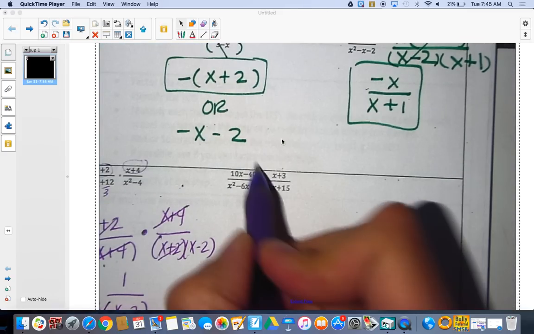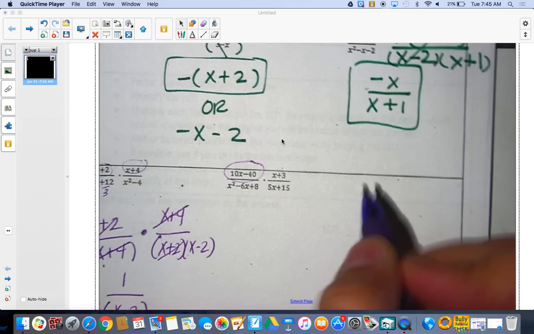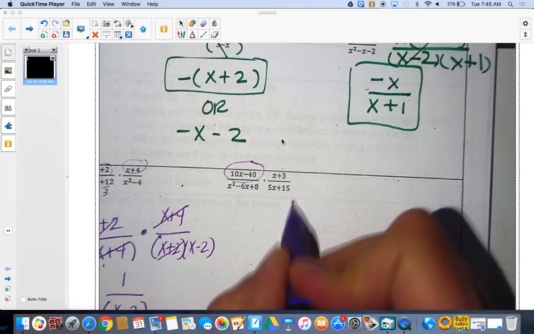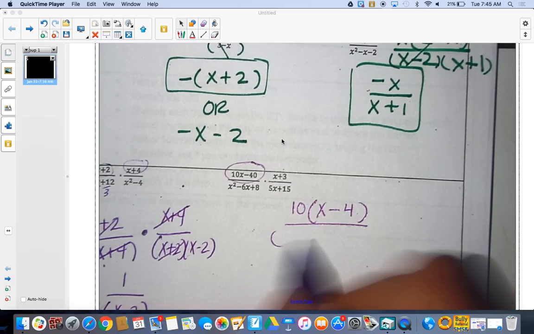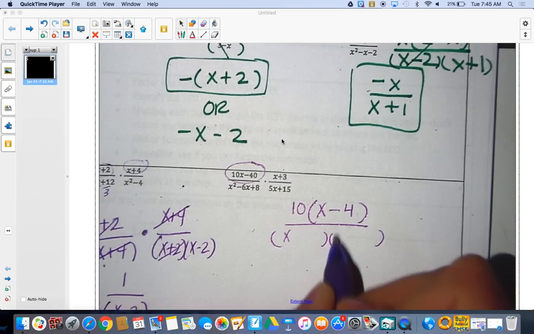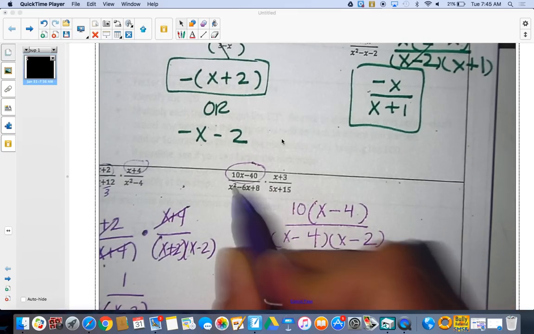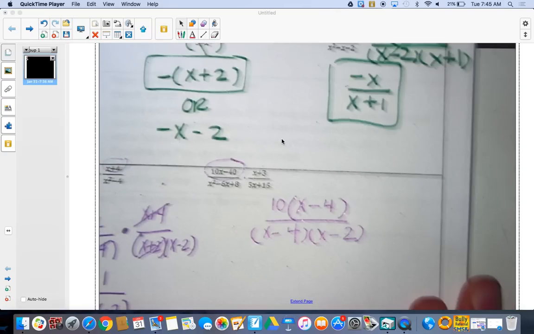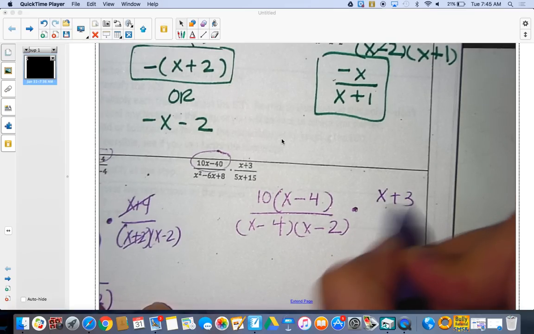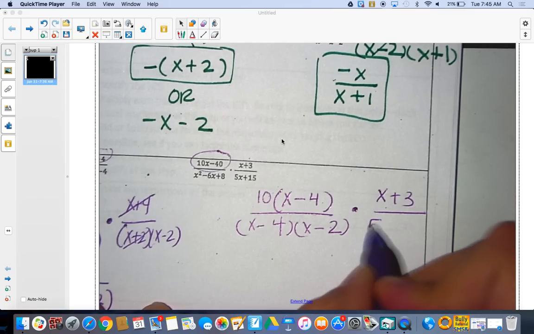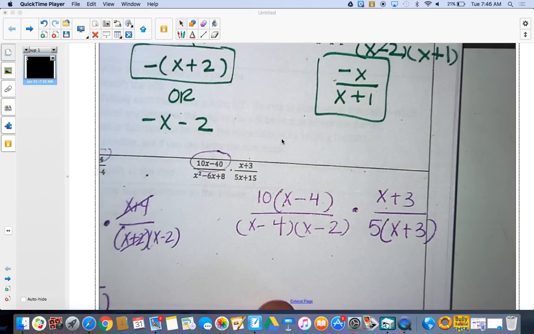Let's go ahead and factor 10x minus 40. So what's your GCF of 10 and 40? 10. So we're going to take out a 10 and we're left with x minus 4. And then in the denominator, we're going to factor it. Four and 2 gives us 8. When we add, give us 6. And now I'm going to go to the other fraction. The numerator cannot be factored, so I just bring it over. And 5 and 15 have a common factor of 5, so I'm going to factor out a 5 of both of those. And then I get 5 times the quantity of x plus 3.